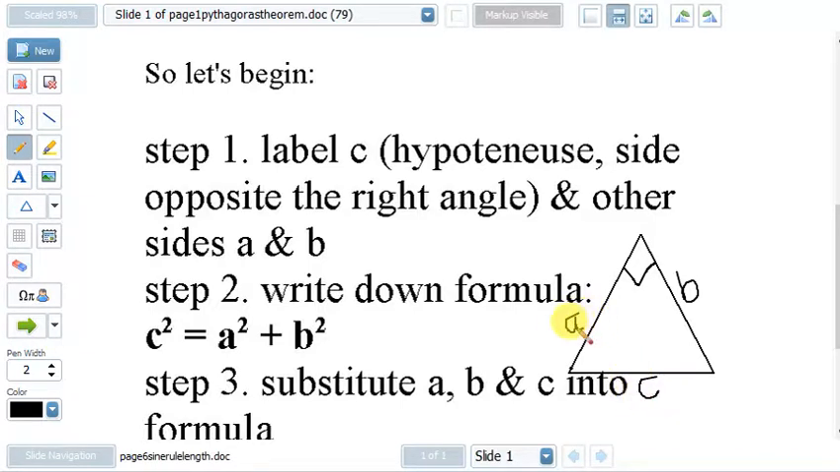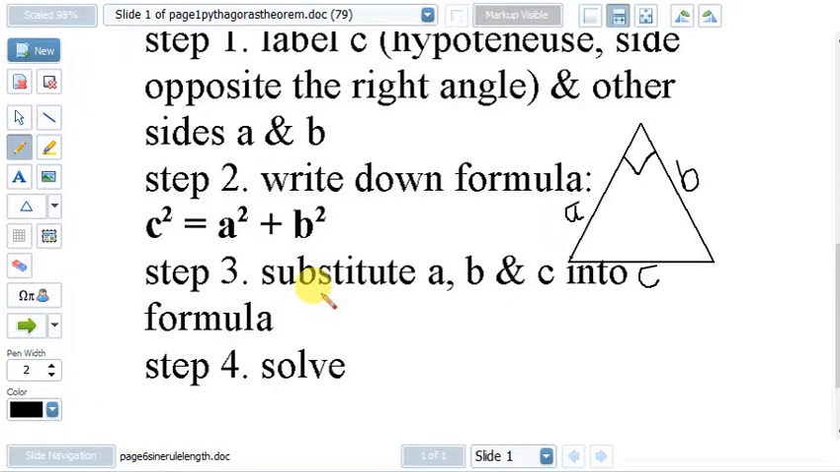The other two sides are just A and B, so this one here could be A and that one there B, or this one here could be A and that one B. The only one that can't change is C, which is the hypotenuse. Next, we write down Pythagoras' formula, c squared equals a squared plus b squared, and then we substitute a, b and c into the formula, and then we solve by change side, change sign.